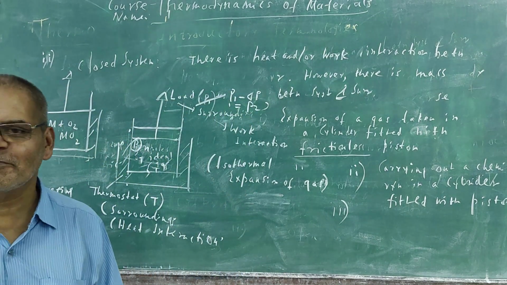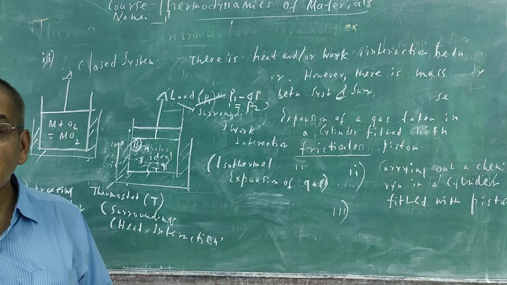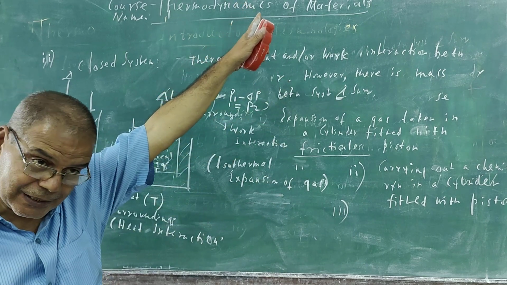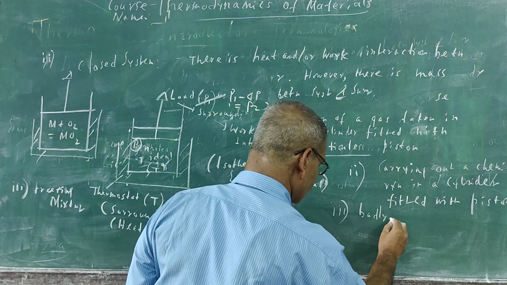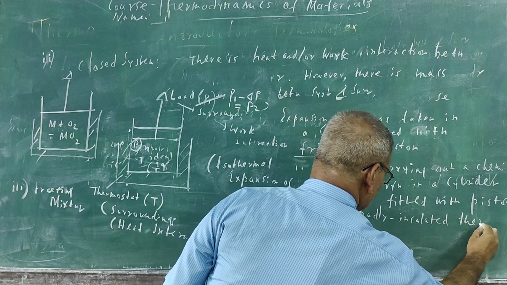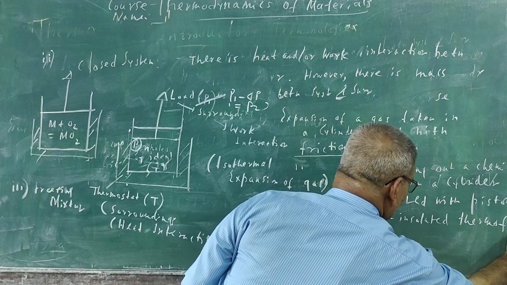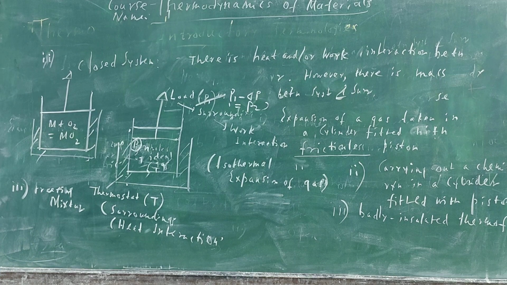Oh, closed system. The third example is very interesting. A badly insulated thermoplast. Badly insulated. A well insulated thermoplast is isolated. Badly insulated. Why, sir? Badly insulated, what will happen? Heat will come out. Heat interaction. Okay? Outside. Okay, very good. May not be work, but any of them will do.